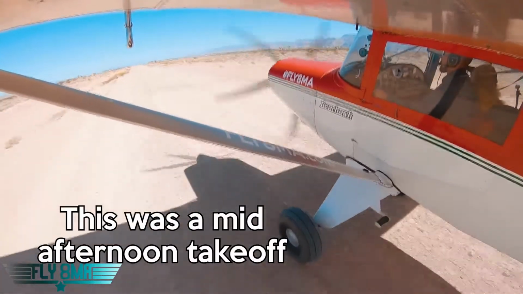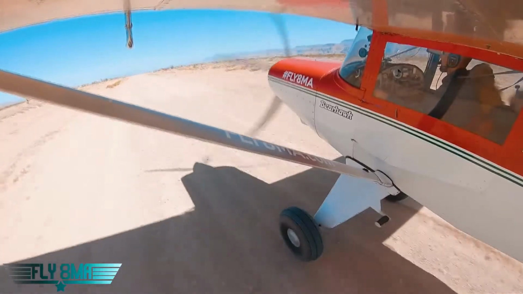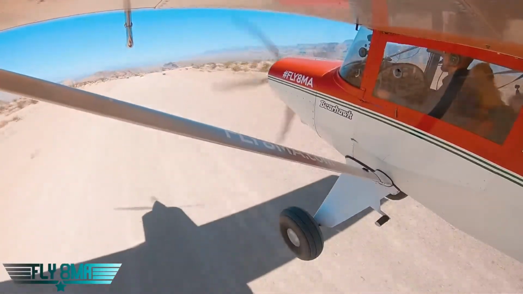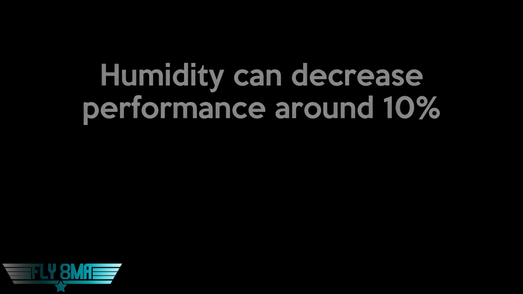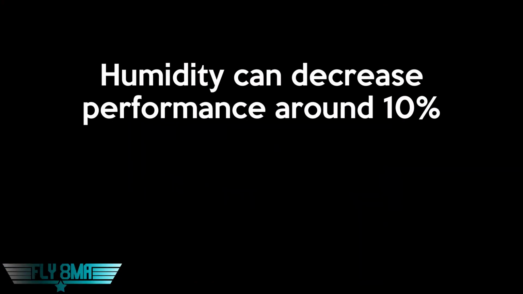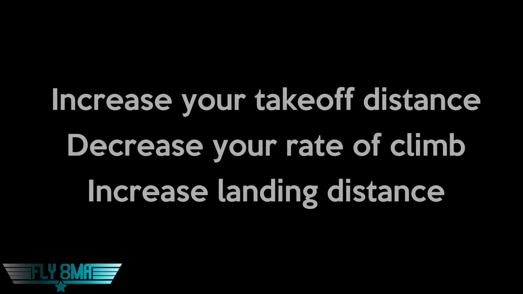Lastly, we'll talk about humidity, because humidity also affects the density of the air. Now, how much it affects the density of the air is really hard to say, but we often will say if it feels very humid out, you should add at least 10% to all those other numbers. So increase your takeoff roll by 10%, decrease your takeoff rate of climb by 10%, increase your landing distance by 10%, and so on. And that's a conservative round number. Sometimes it's more, sometimes it's less.